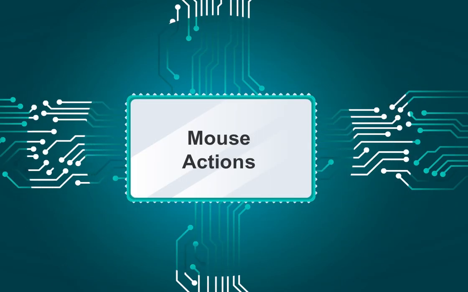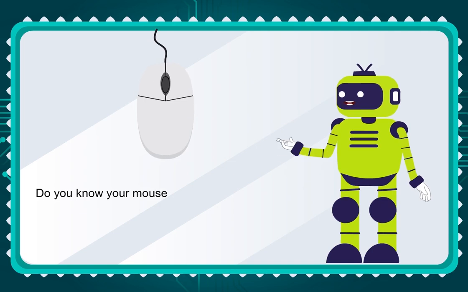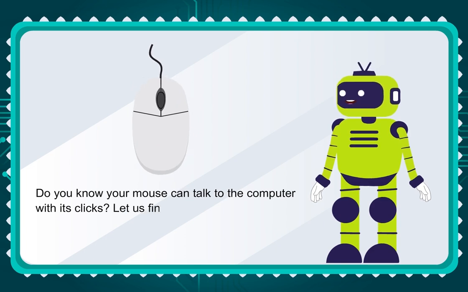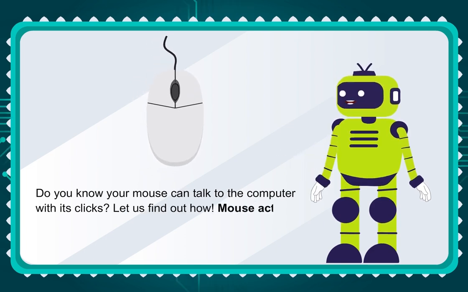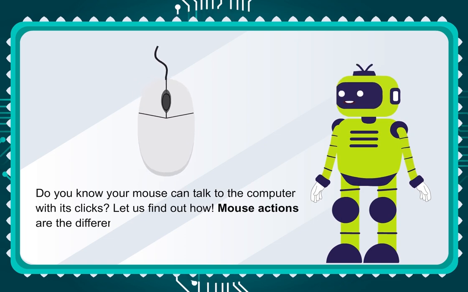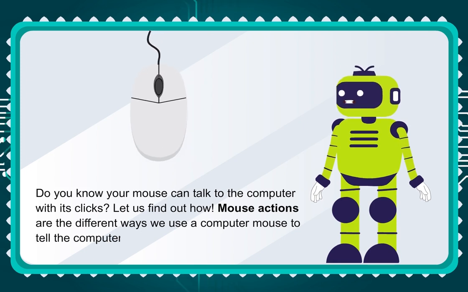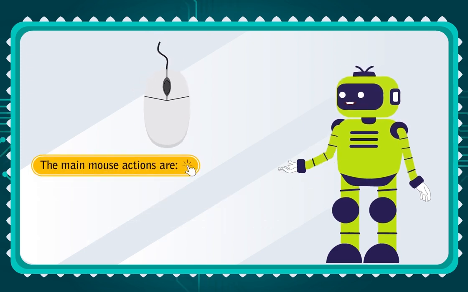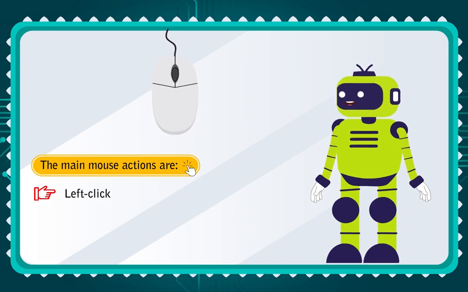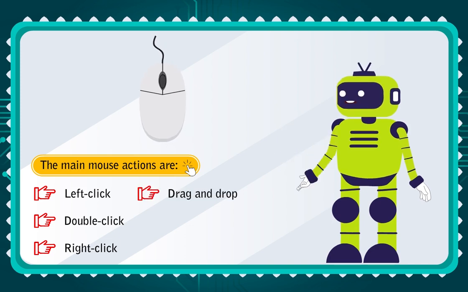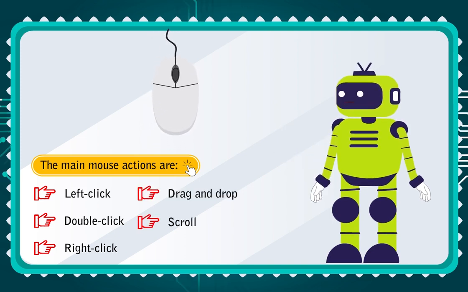Mouse actions. Do you know your mouse can talk to the computer with its clicks? Let us find out how. Mouse actions are the different ways we use a computer mouse to tell the computer what to do. The main mouse actions are left click, double click, right click, drag and drop, scroll.